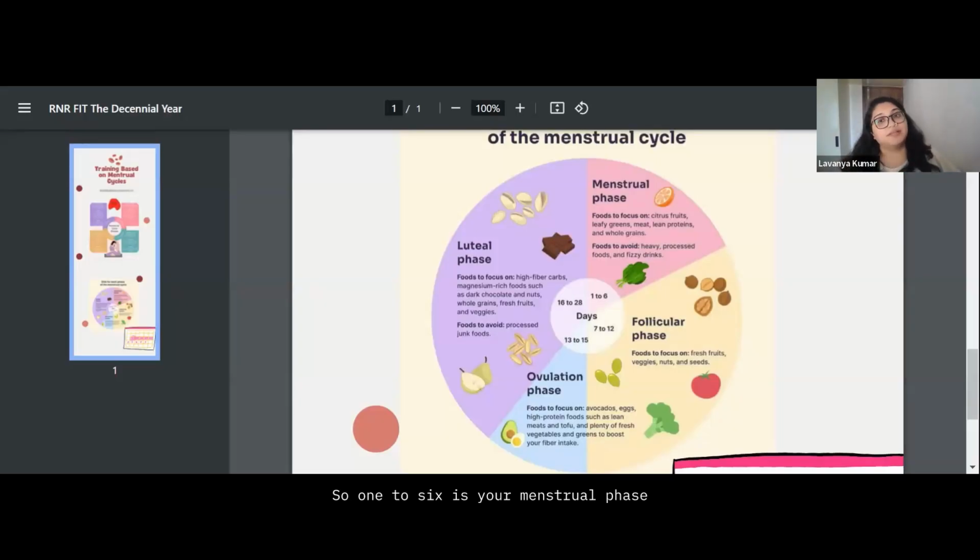So 1 to 6 is your menstrual phase, and then comes your follicular phase, which is between 7 and 12 days. In this time the body is going to start working towards ovulation. So the body is going to start thinking, okay, I'm going to start prepping towards the ovulation phase. For that, you'll need slightly fattier contents, which is why you tend to focus a lot more on fresh fruits again, veggies, but also nuts and seeds here. So this is important. Not all nuts and not all seeds will suit everybody.